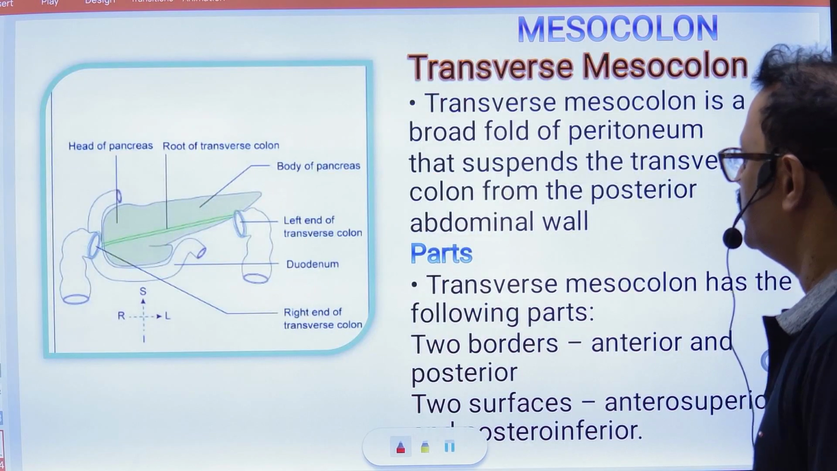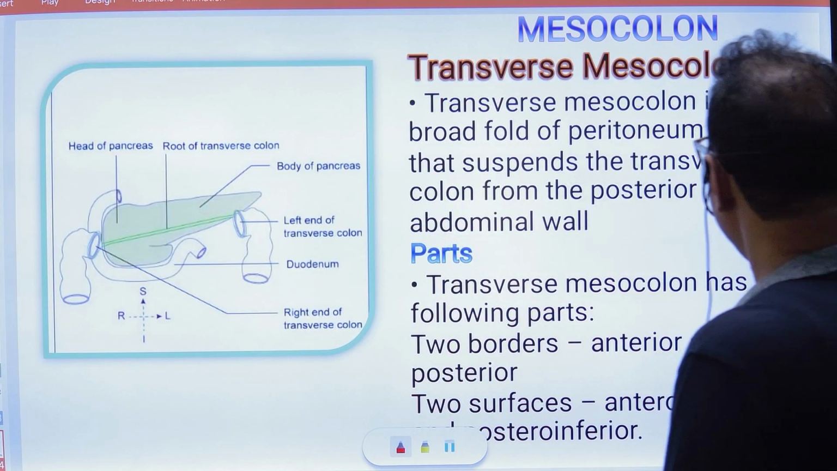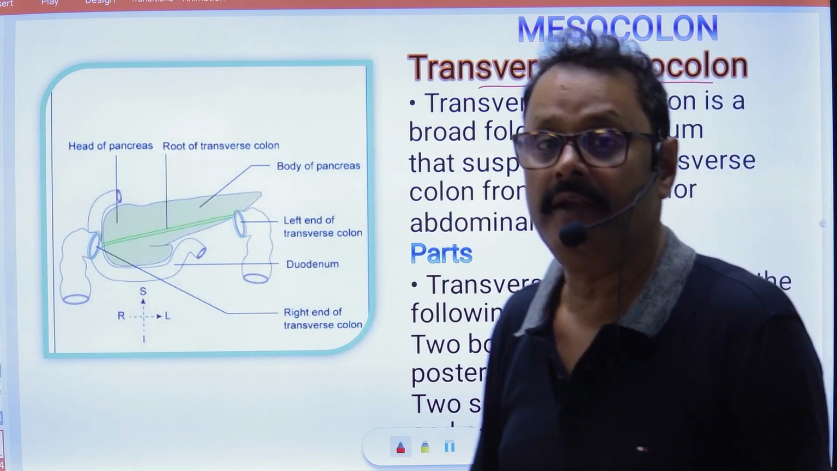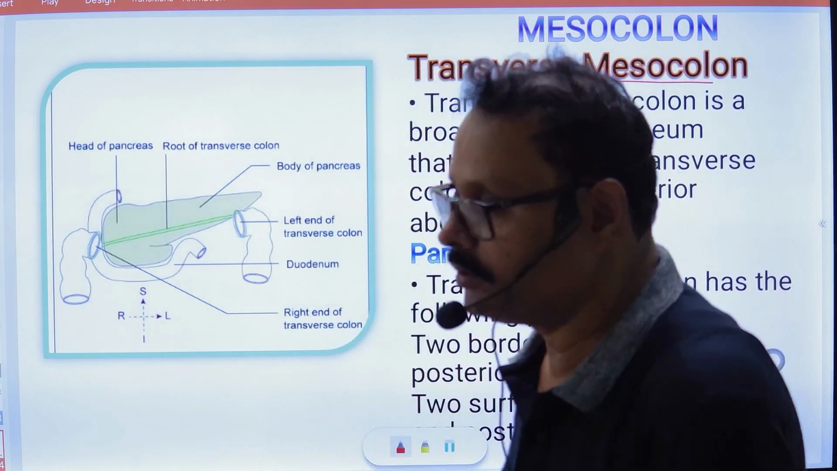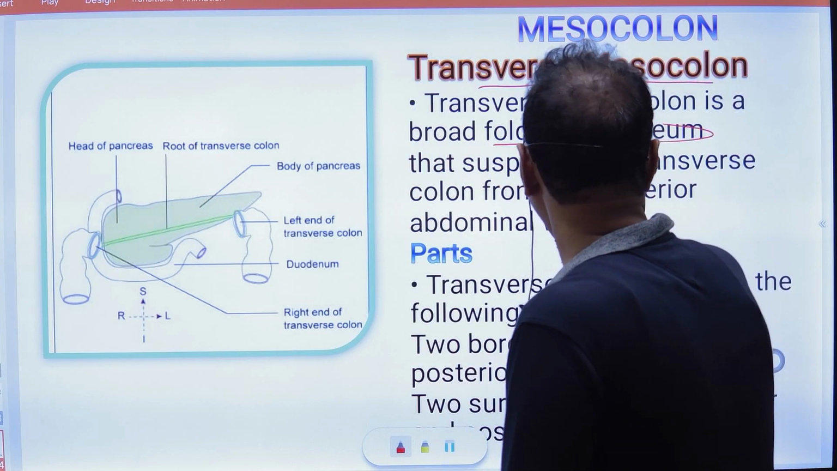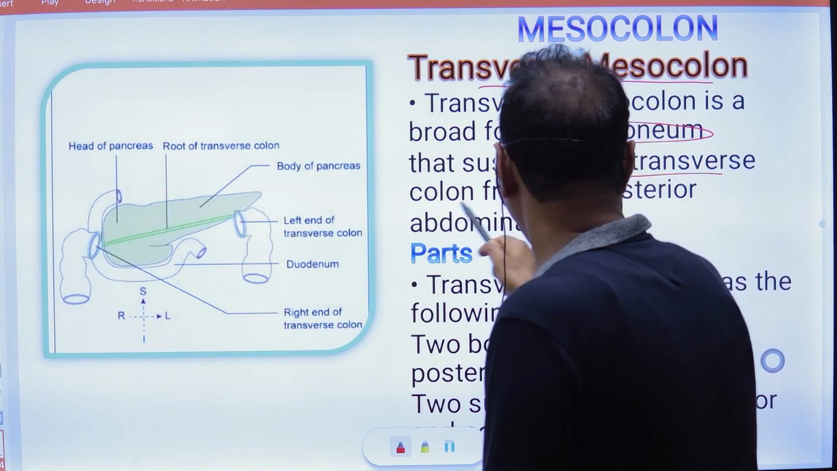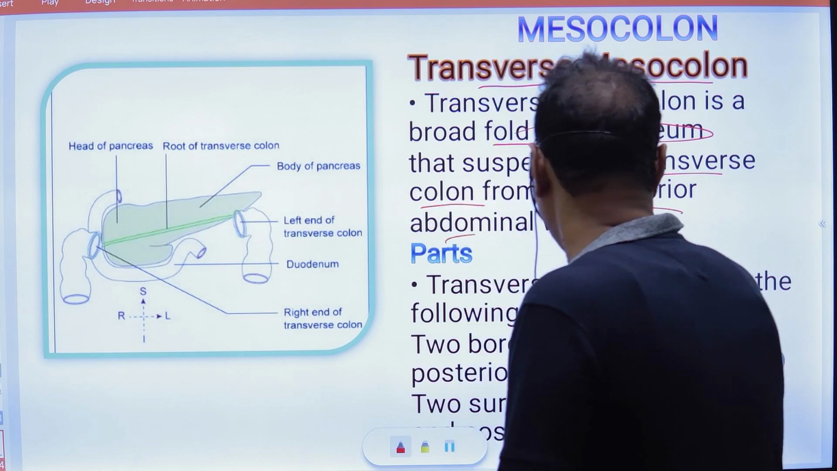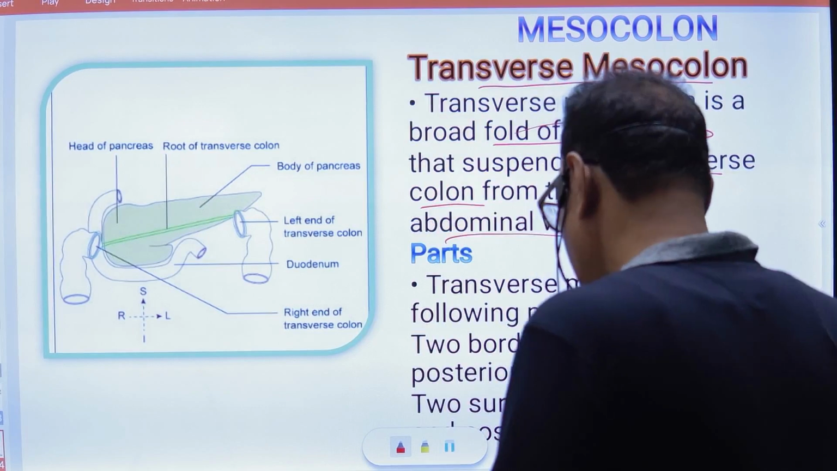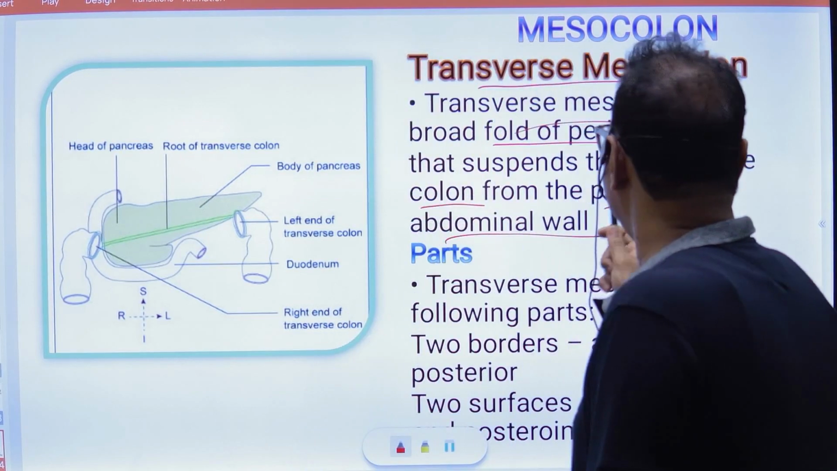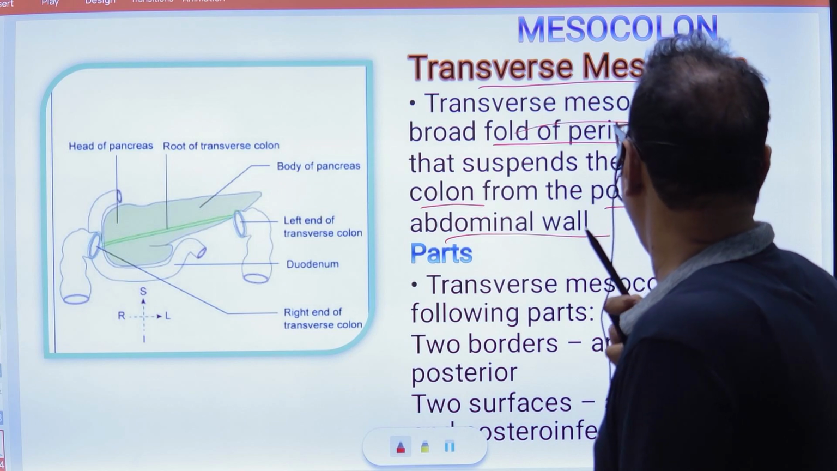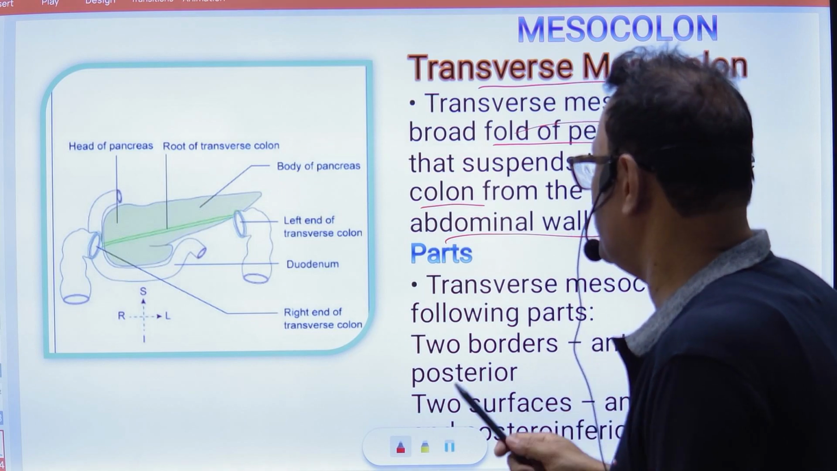Then we come to the transverse mesocolon. As the name suggests, it will suspend the transverse colon. It is a fold of the peritoneum that suspends the transverse colon from the posterior abdominal wall. Like the mesentery, this mesocolon will also suspend the transverse colon from the posterior abdominal wall.